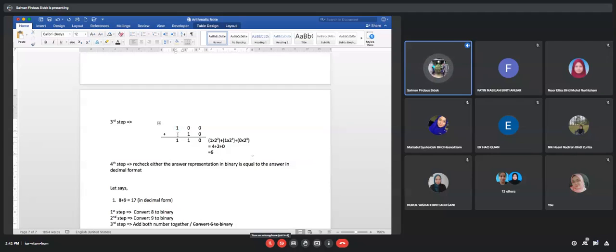So for this operation, you just put 0 here to make it clear and correct. The point is the number of bits must be similar. Remember that. The number of bits must be similar.